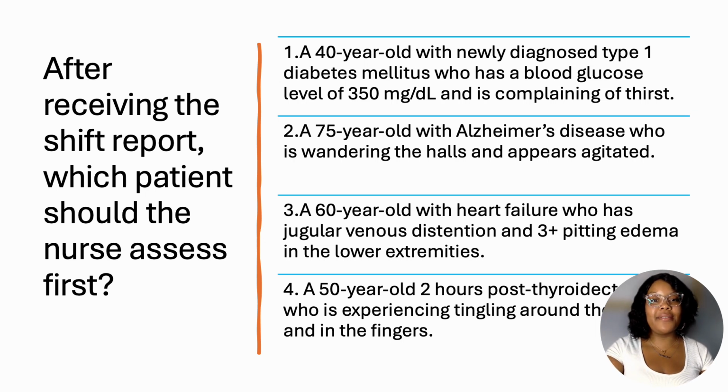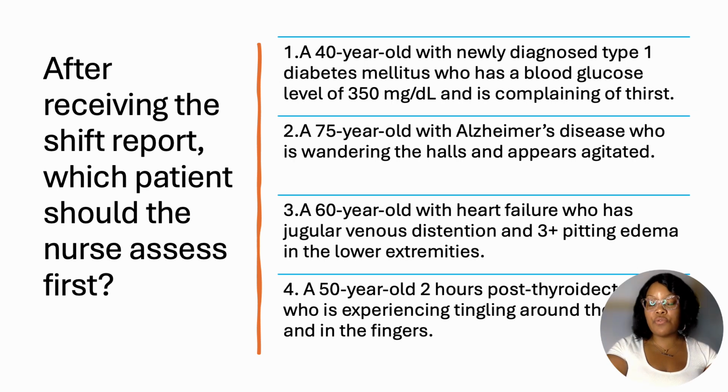This is a good one. So, if you said we're gonna go see the patient who is 2 hours after getting their thyroid removed, that is correct. So, tingling around the mouth and in the fingers could indicate hypocalcemia, which is low calcium, which is a complication after thyroid surgery due to accidental removal or damage to the parathyroid gland. This can lead to tetany or even life-threatening laryngeal spasms if not treated promptly.